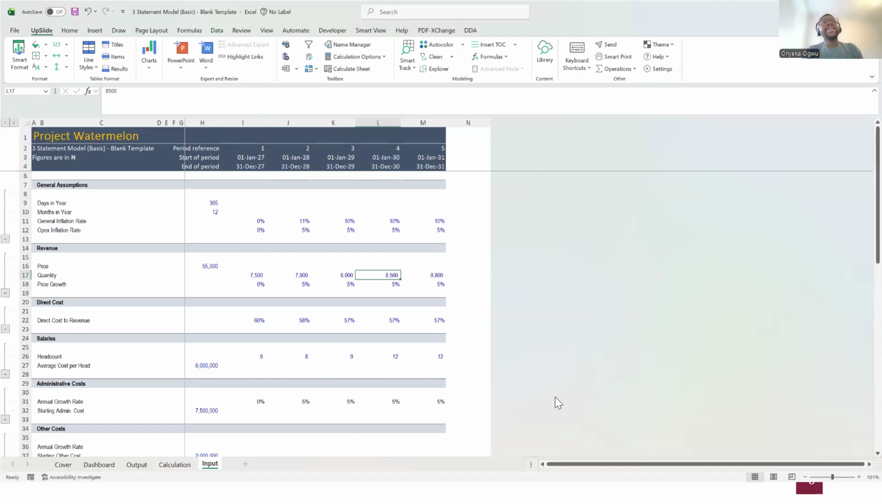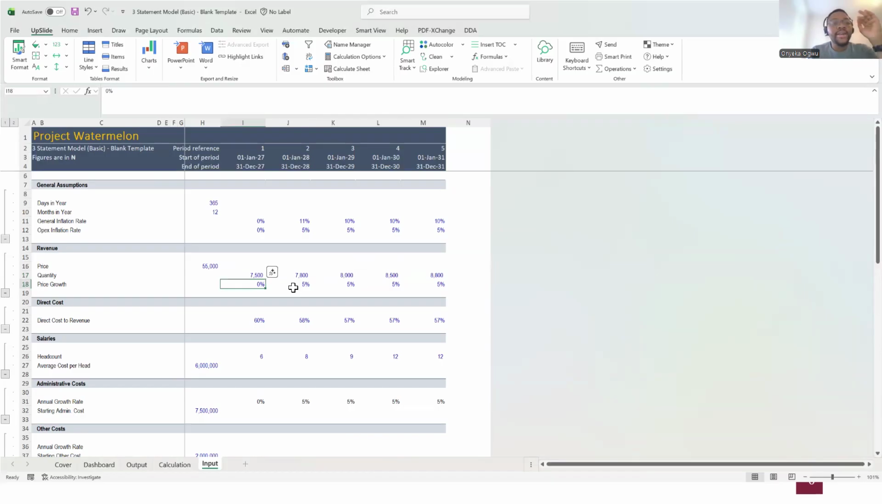So now, they give us the quantity we want to sell in every year. So in 27, it's 7.5, 7.8, 8,000, 8.5, 8.8. This is the quantity they want to sell, and this is the price as at today. In 2027, they want the price to remain the same because price growth is zero. In 2029, they want the price to increase by 5%, 5%, 5%, 5%.